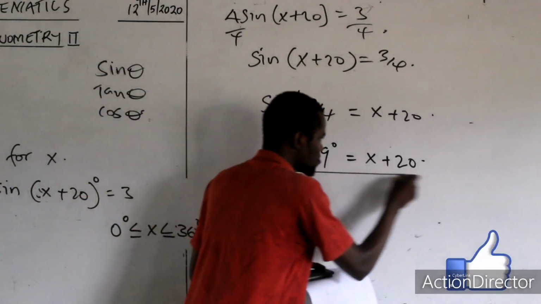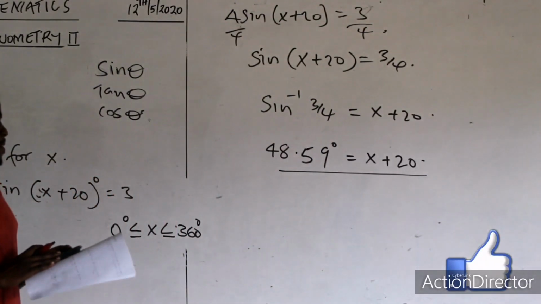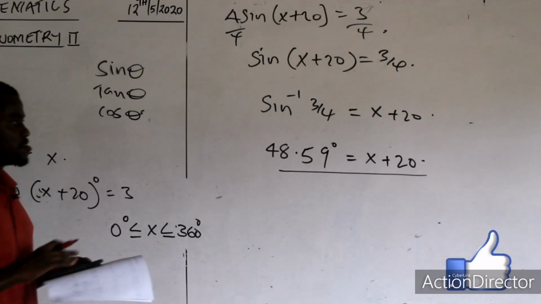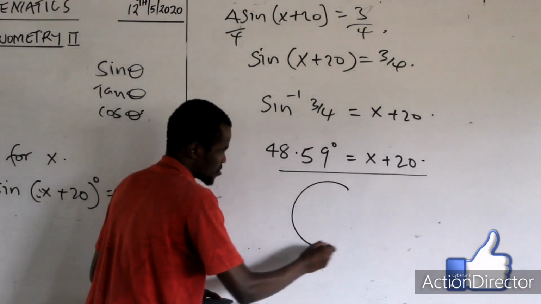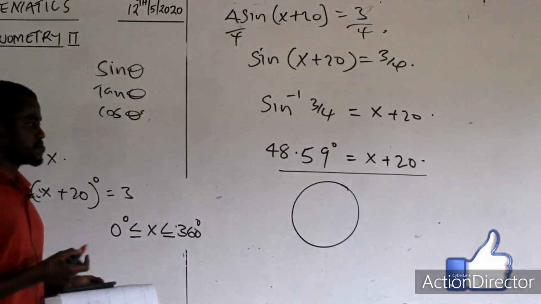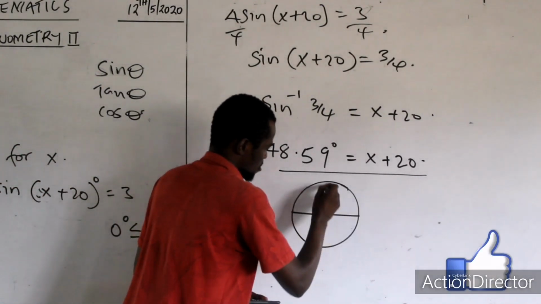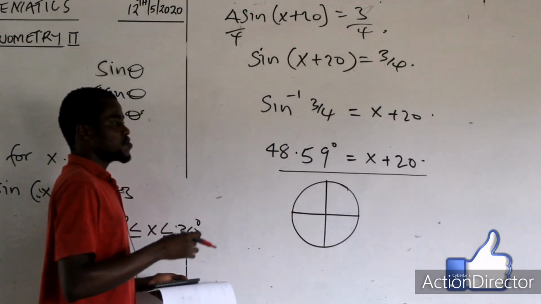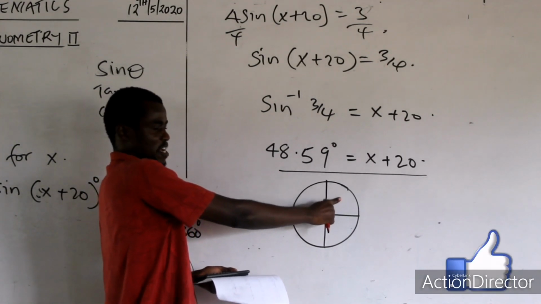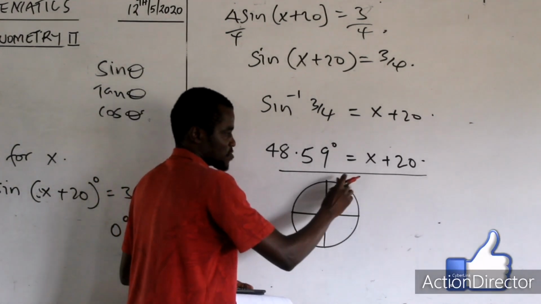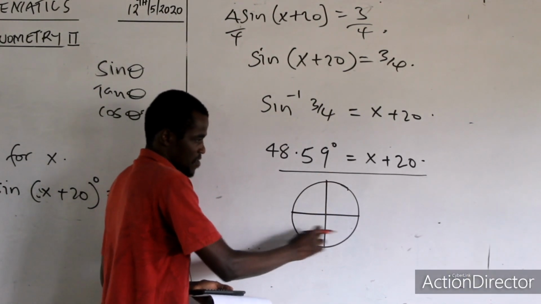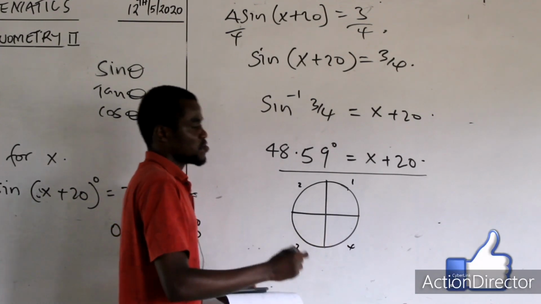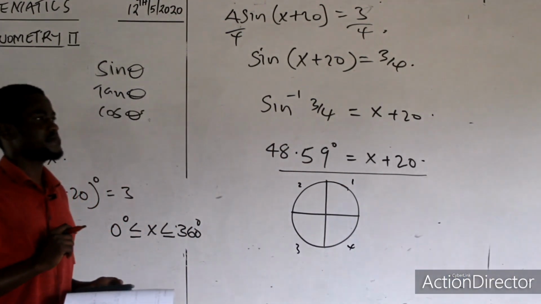Now, when you reach here, introduce the unit circle. You can just draw a small circle. Divide this circle into 4 quarters. Then we normally start with this quarter being our first quarter. Second, third, fourth. It means this is first, second, third, fourth. We normally count them going anti-clockwise.